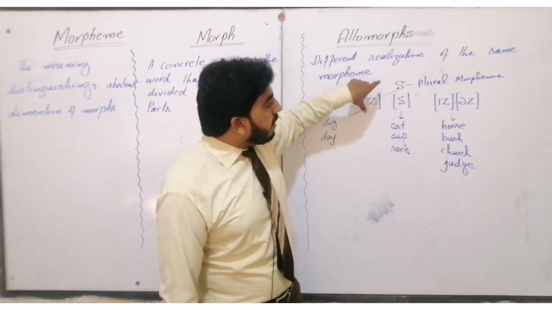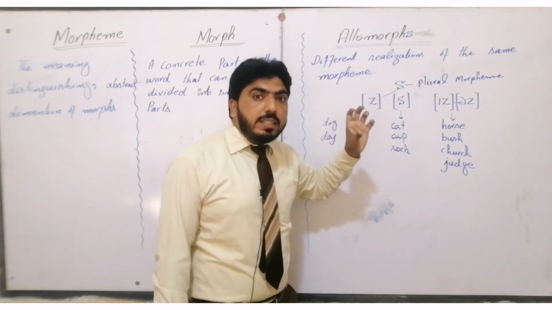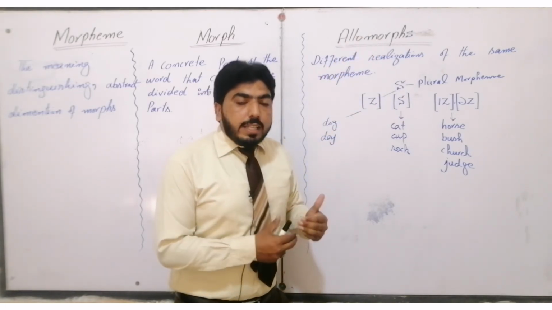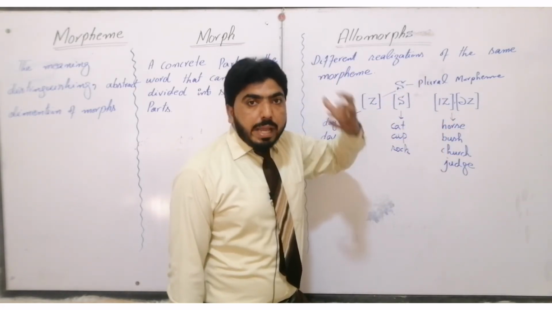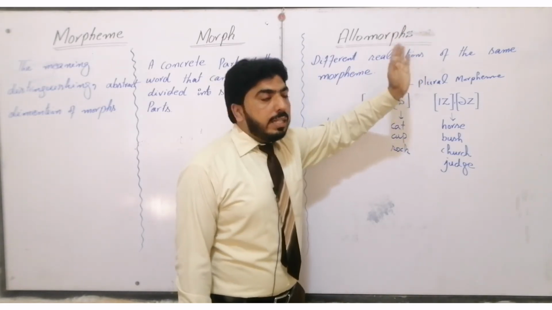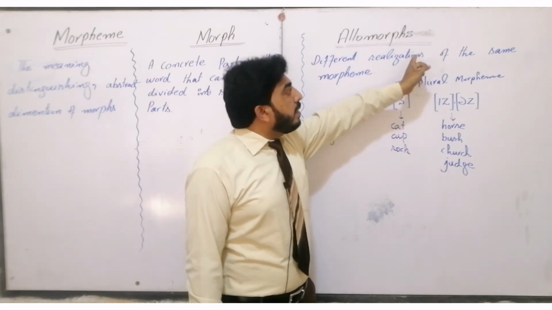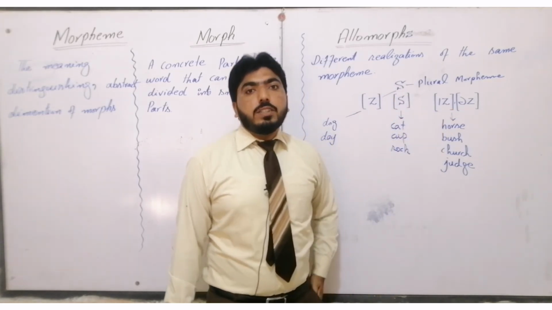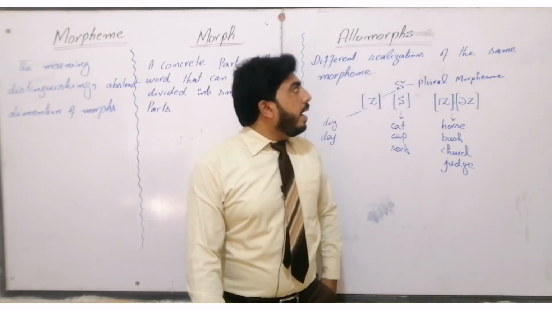So once again, look at the concept of allomorphs. Allo means many, a closely related set of morphs, allomorphs. When we have different realizations of the same morpheme, if we take it as a mental concept, an abstract concept, then we call it a morpheme. Otherwise, we call it a morph when we take the physical realizations. So the same s morpheme is giving different realizations. This is all about the concept of morpheme, morph, and allomorphs.